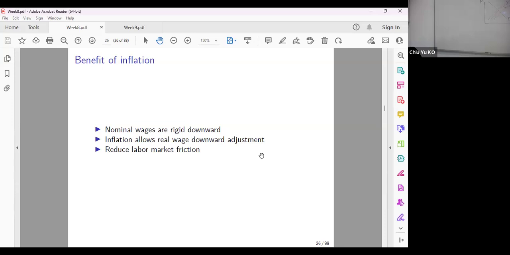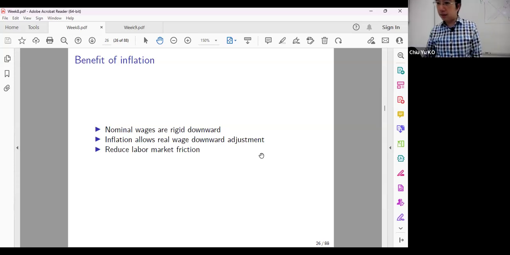Of course, the other important benefit is to reduce labor market friction. If there's no inflation, wages cannot adjust downward, which means that if a firm wants to hire people, it has to be very careful. But if I allow inflation to make the real salary go down, then I'm more open to hiring people.